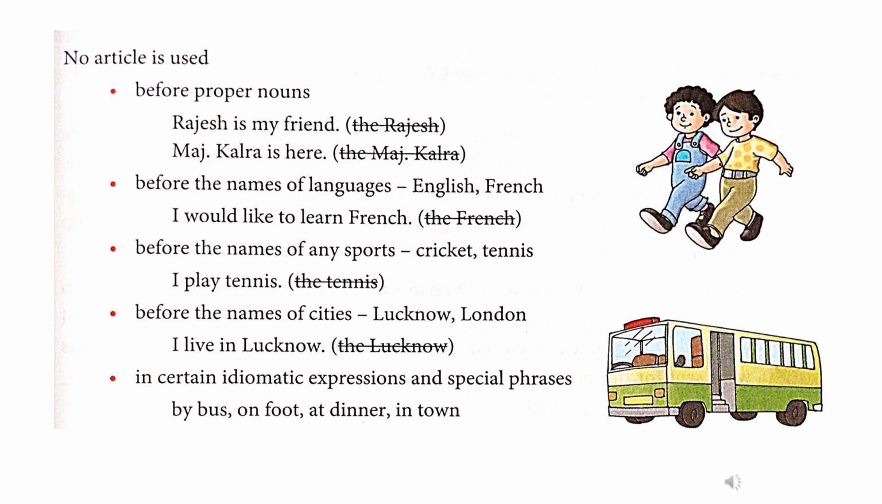Four, before the names of cities. We are not using the article before the names of cities. Then, in certain idiomatic expressions and special phrases, we are not using any of the articles. You can see the examples.